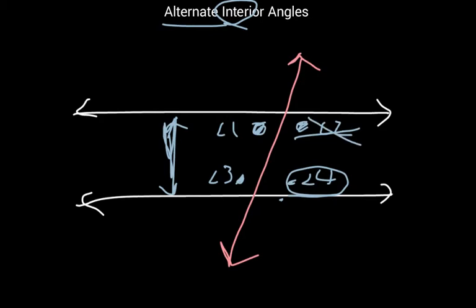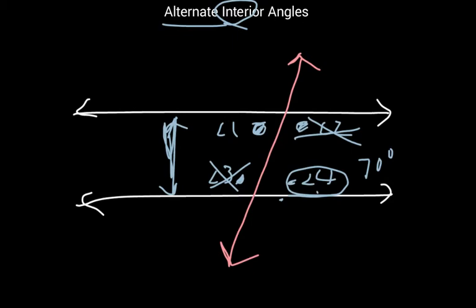And it's also going to be alternate in that one's going to be in the bottom, the other's going to be in the top, which eliminates angle 3 and only leaves angle 1. Now, the cool thing about alternate interior angles is they're congruent to each other. So if I know angle 4 was 70 degrees, I know angle 1 is also 70 degrees.